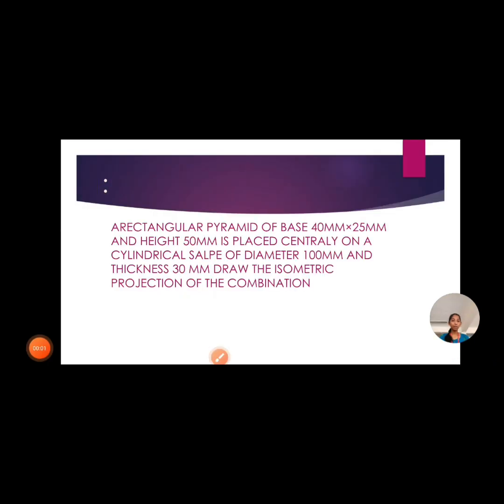A rectangular pyramid of a base 45 mm into 20 mm and height 50 mm is placed at the center on a cylindrical slab of diameter 100 mm and thickness 30 mm. Draw the isometric projection of the combination.